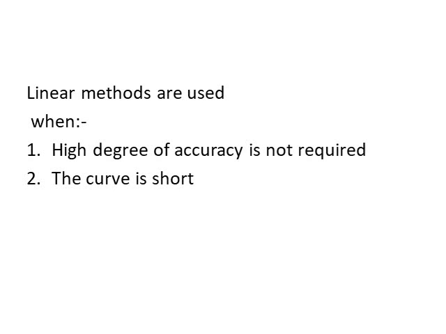This is the linear method, and generally there are two methods. One is linear method and another is angular method. The linear method is used when a high degree of accuracy is not required and the curve is short. Whereas the angular method is used when we require high degree of accuracy and the length of curve is large as compared with short.